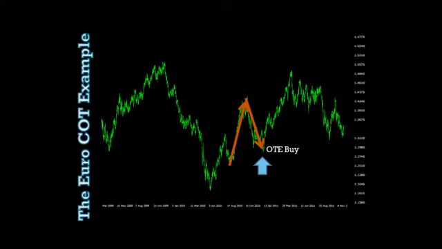And there is your optimal trade entry that would have been retracing to the 72 and 79% retracement levels on the daily chart.